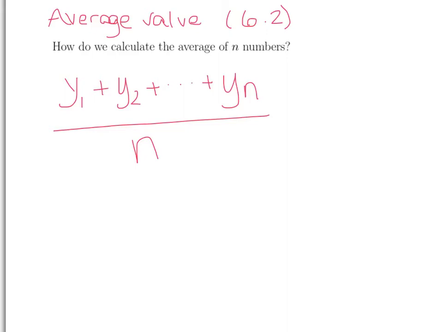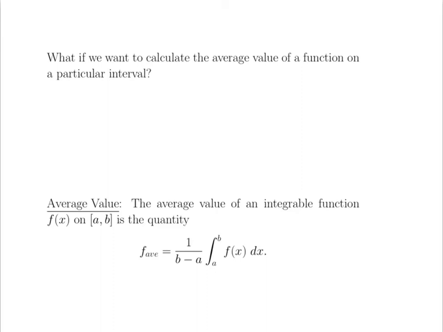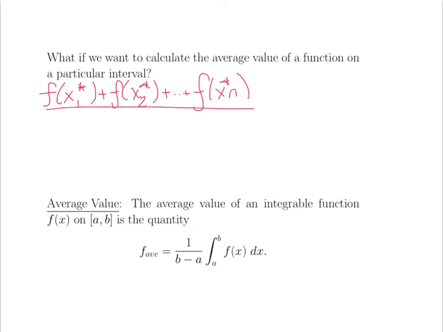But now we're going to do something a little bit different. We want to calculate the average value of a function on a particular interval. So how do we calculate the average value of a function on a particular interval? That's the question we're going to try to answer today. The idea is still the same. We want to take a whole bunch of values of the function, and we'll take f of x1 star as our guesstimate. We take n of them from our function, add them all up, and divide by n. So that's that same idea.